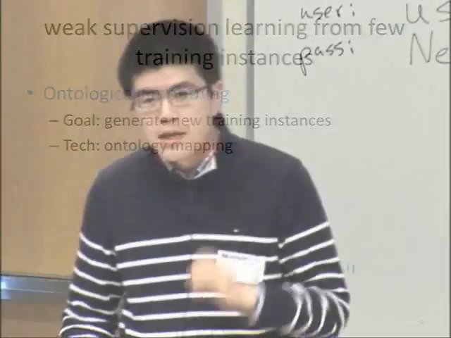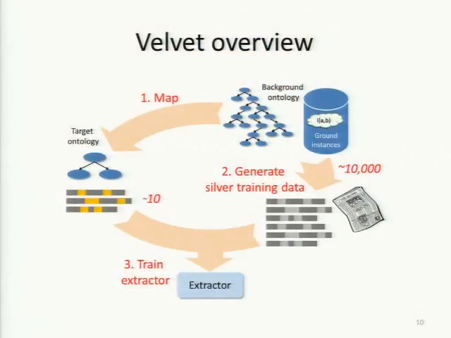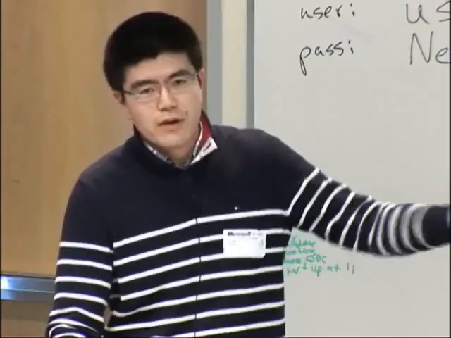So the goal is that I have a relation and I want new training instances. I generate the training instances from the background ontology. The method is that we do an ontology mapping from my target relation to the background knowledge base, to the background ontology. Okay, here is the overview of our system. We call it Velvet. The first step is to build a mapping from the background ontology to the target ontology. The second step is to generate new training instances and training sentences from the mapping and from the unlabeled sentences. The third step is to train a relation extractor with this new data.